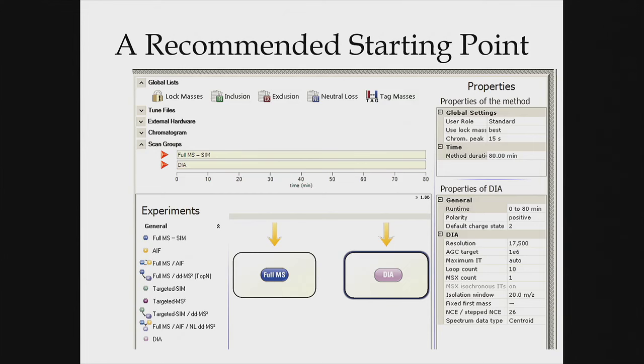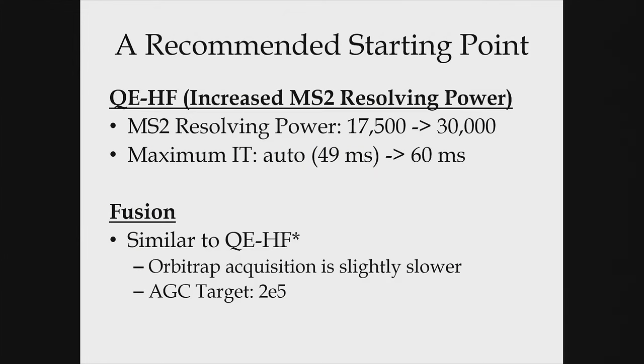And all of this stuff is available in the publication. If you're taking this method and trying to do it on an HF, I would say the change you should make is to increase the resolving power to 30,000 and switch the maximum IT to 60 milliseconds. The Fusion is similar to the QE HF, although you would want to use an AGC target of 200,000. And that's just, I think, because the Fusion's 200,000 is not the same as the QE's 1 million. They're both using the same Orbitrap, so there's something strange going on there. But basically, I've always been recommended to use a lower AGC target for the Fusion.